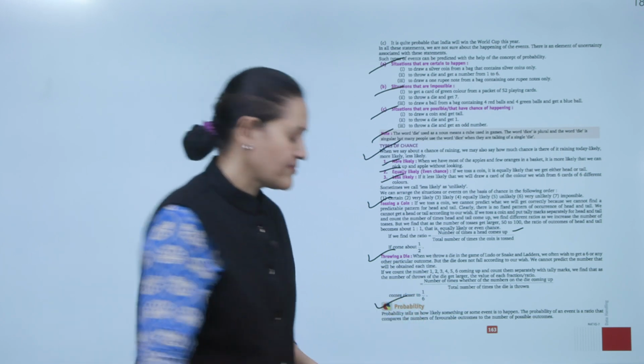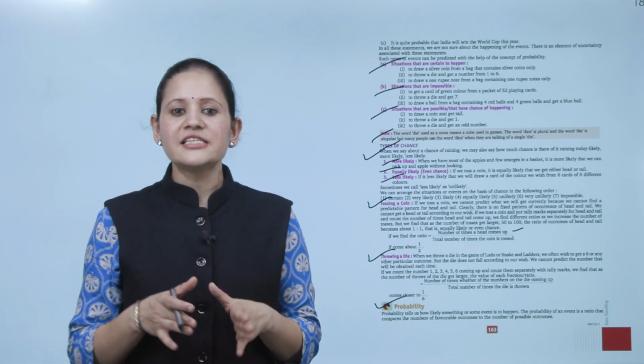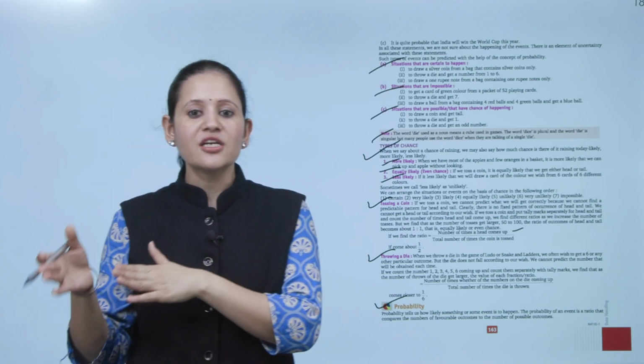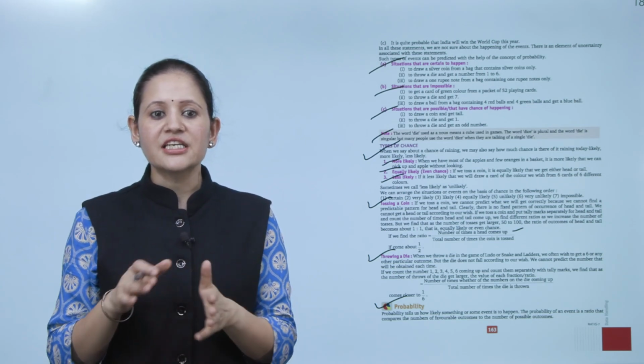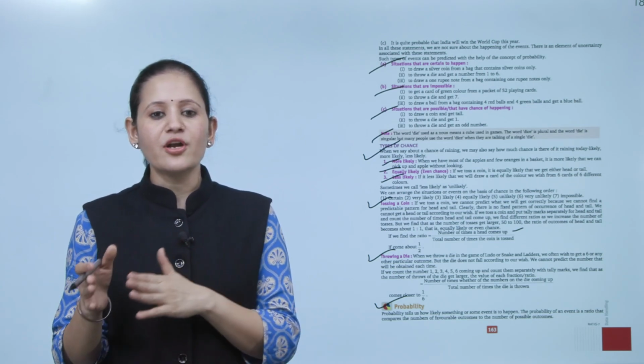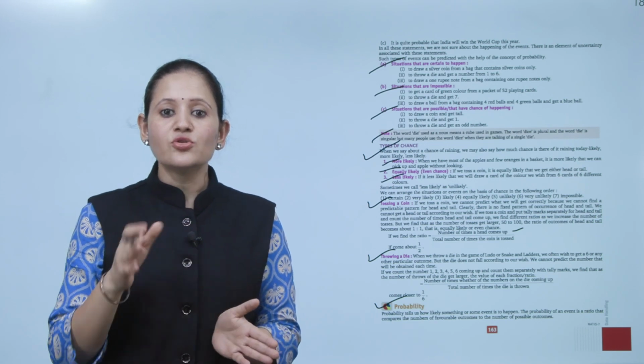Next is probability. Probability tells us how likely something or some event is to happen. The probability of an event is the ratio that compares the number of favorable outcomes to the number of possible outcomes.